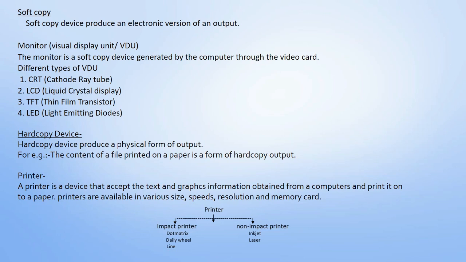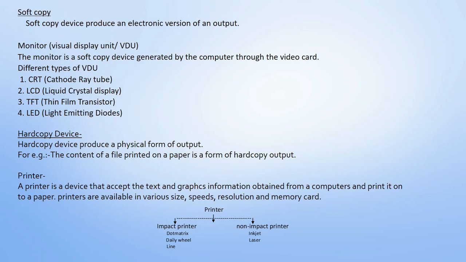Okay. And as for hard copy, it is a device that produces a physical form of output. The content of a file printed on a paper is a form of hard copy output. That means, as for soft copy, whatever output you are getting is not touched by you, that is not tangible by you, okay. But whereas hard copy is touchable by the user and easily tangible or movable by the user.